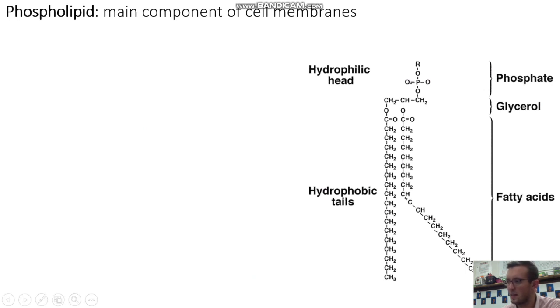So you guys have learned that cell membranes are made up of a molecule called phospholipid. Phospholipids get their name because they have a head that is negatively charged, an ionic head made of a phosphate group. And then they have fatty acid tails.